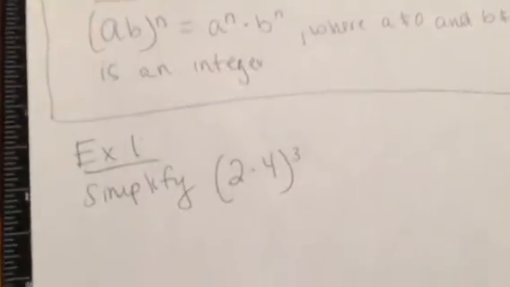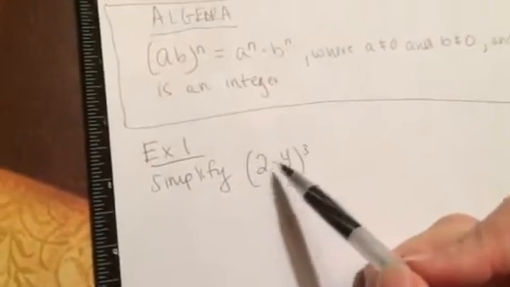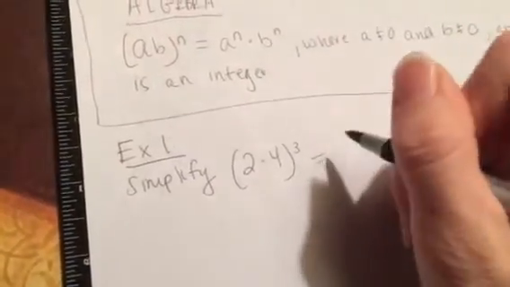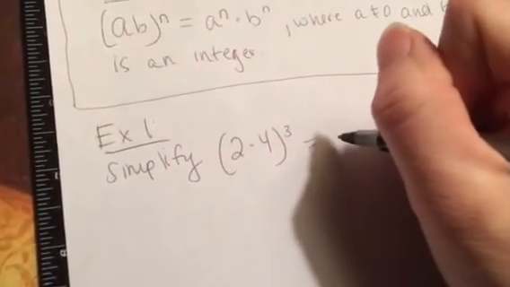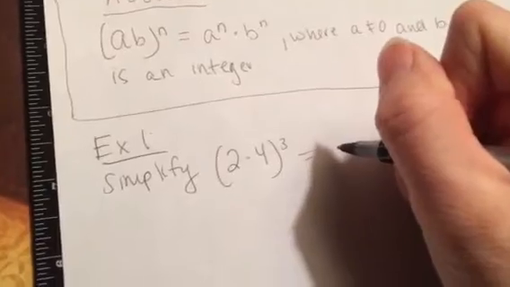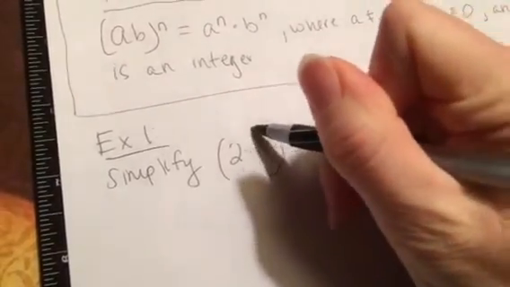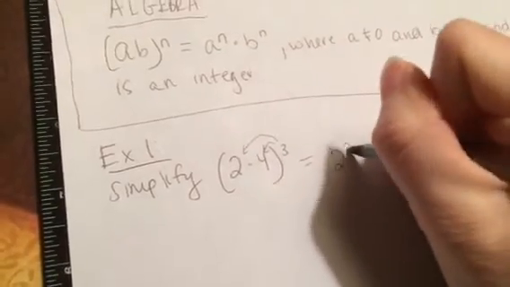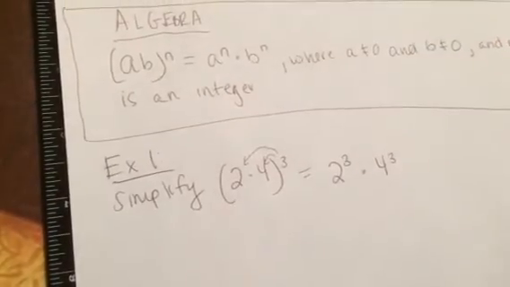Okay, let's go back to our example. Example 1. Simplify 2 times 4 and that quantity raised to the third power. Well, if I followed the rule, I would raise each factor to the power. So there's my factor of 2. You're going to distribute that power to the 2 and to the 4. So we have 2 to the third power times 4 to the third power.